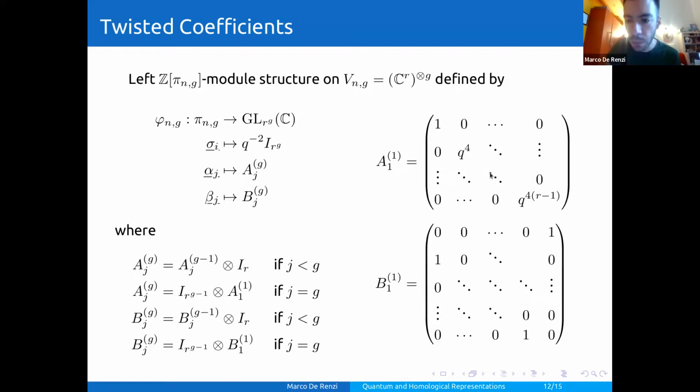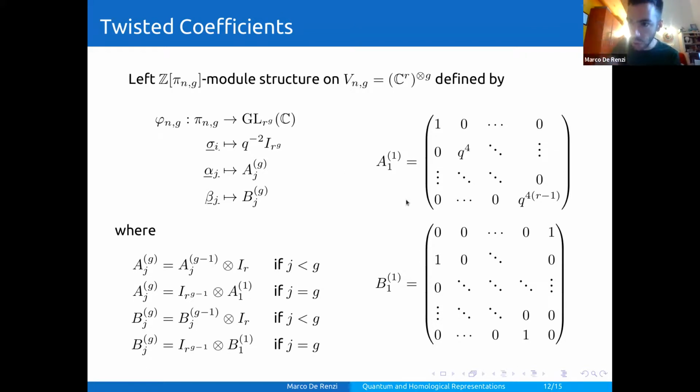And the important point about these two R by R matrices, and again, I recall to you that R is the order of the root of unity, is that, so this is the diagonal matrix. On the diagonal, you can see all the powers of Q appear. And this is just a permutation matrix.